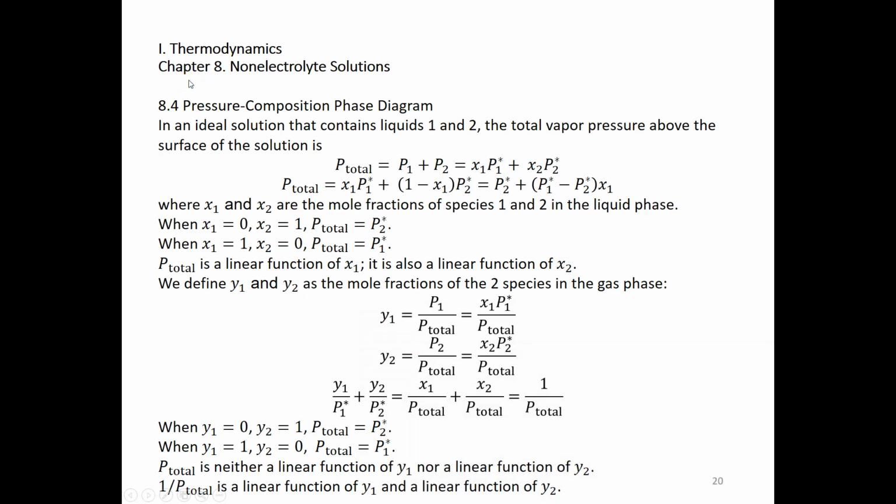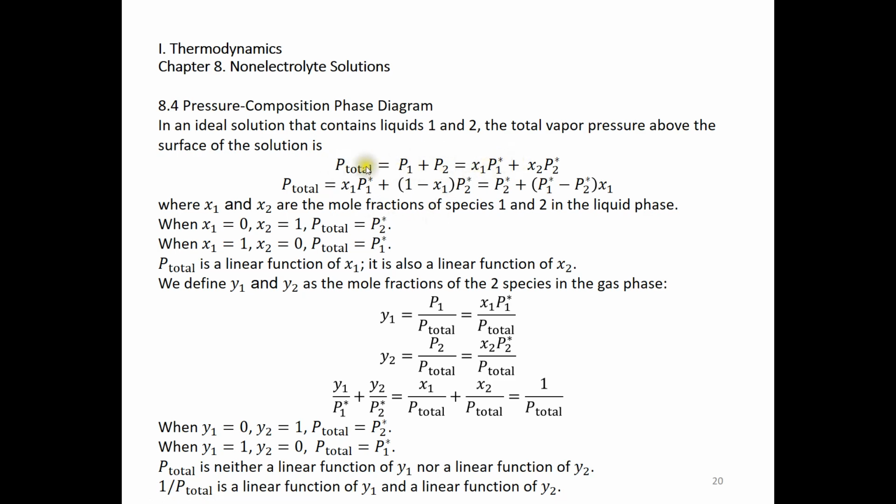Chapter 8 Non-Electrolyte Solutions. Section 8.4 Pressure Composition Phase Diagram. In the ideal solution that contains liquids 1 and 2, the total vapor pressure above the surface of this solution is P total. P total equals P1 plus P2. They are the partial pressures of liquids 1 and 2.